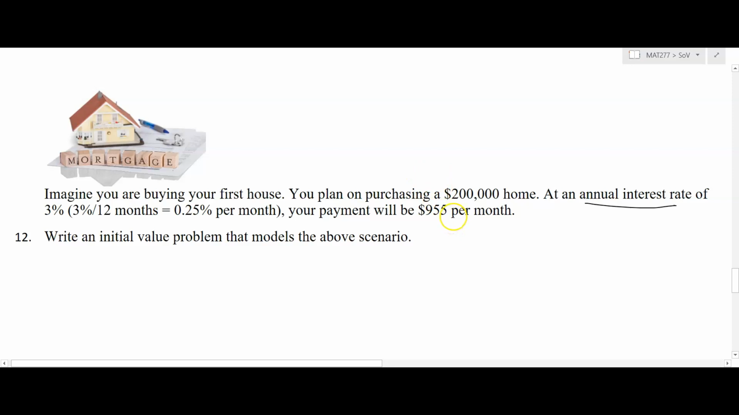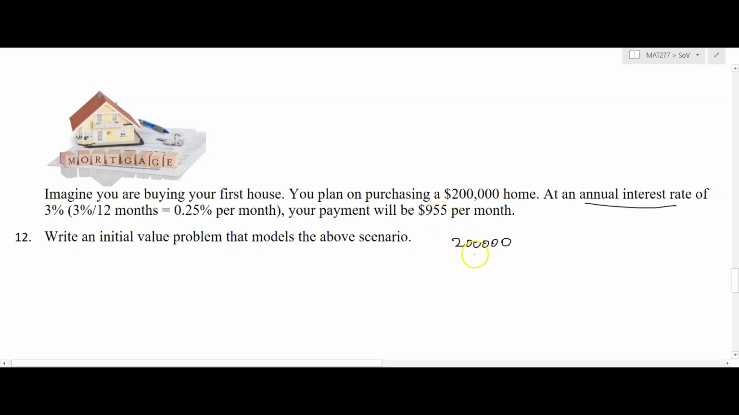So you're paying about $955 per month on this one. And we want to write an initial value problem that models the above scenario. Now it's going to get tricky to try to keep track of just the balance over time. And the reason for that is because if you think about how this will work, you are going to start off with your balance of $200,000. Now that balance of $200,000, before your payment goes in, the bank always wants to charge you interest first.